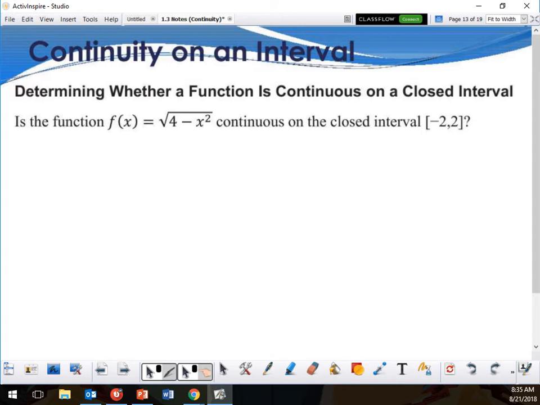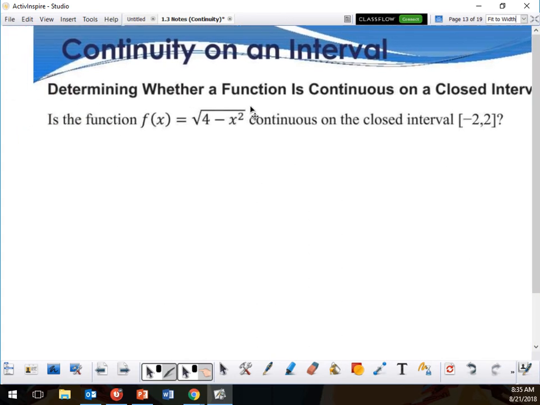We have determined whether a function is continuous on a closed interval. Is the function f of x continuous on a closed interval? So whenever you're doing this, okay, let's see. We've got to find some place in which there are going to be holes in this. Given this right here, what would the interval be?